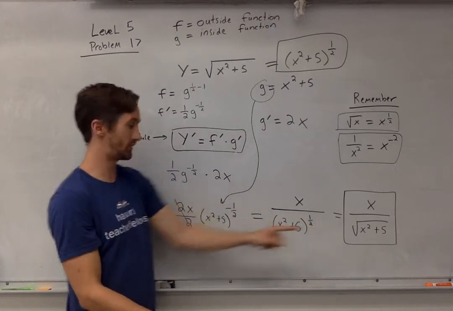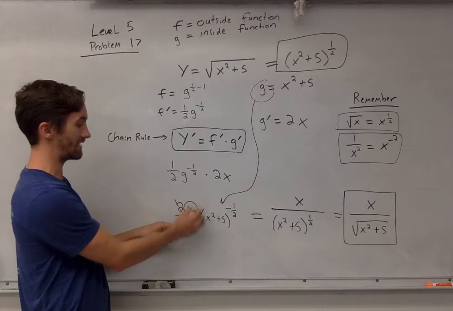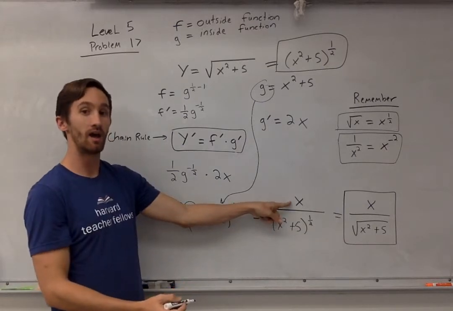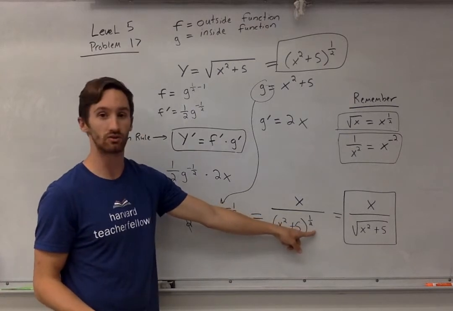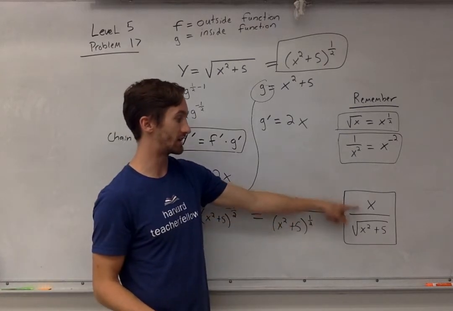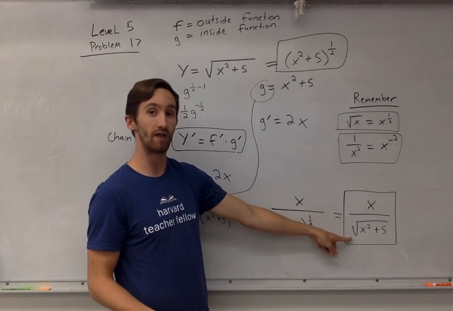My 2's cancel. I still have this x, which is here. And then, so that it looks pretty, I'm going to switch this 1/2 back to a square root, and I'm left with x over the square root of x squared plus 5.